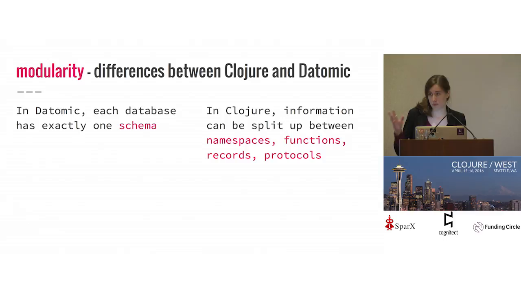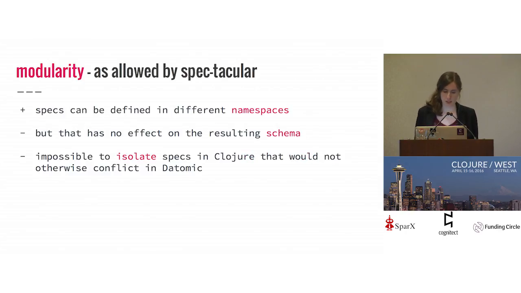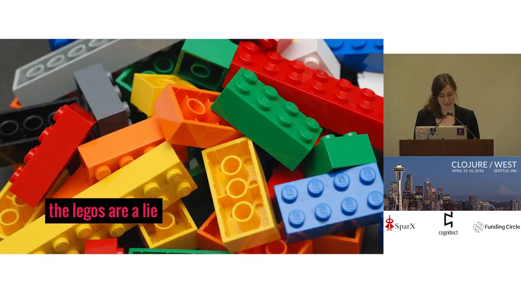But in Clojure, you can split up information a lot of different ways, into different namespaces, into different functions, records, protocol types, all things like that. And spec-tacular does a pretty bad job unifying those things. Because, yeah, you can define specs in different namespaces, but it has absolutely no effect on the resulting schema. It's like, yeah, I see that you did that, but I don't really care. So it's impossible to isolate specs in Clojure that would not otherwise conflict in Datomic. And I'll explain that. But what it basically means is that the Legos are a lie.